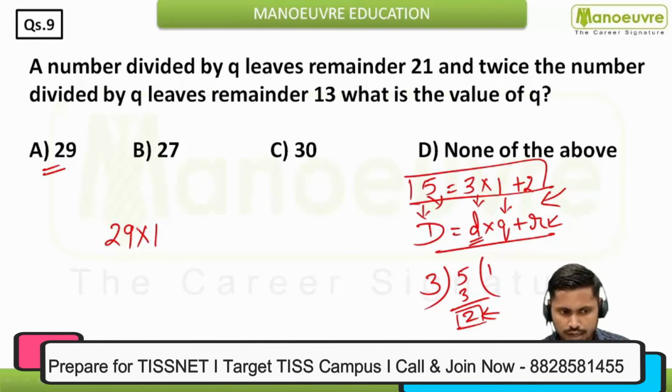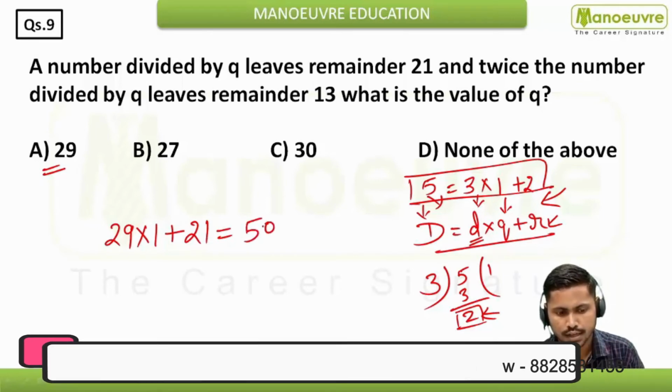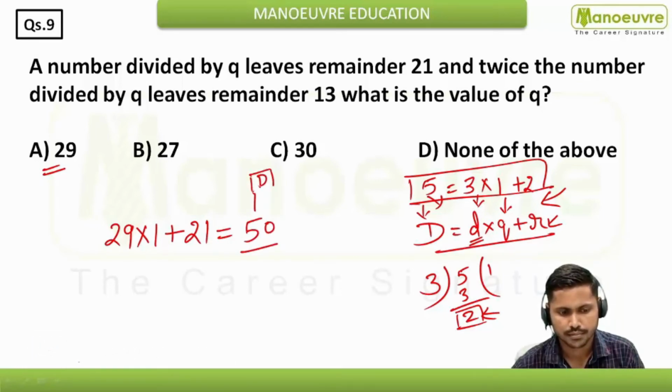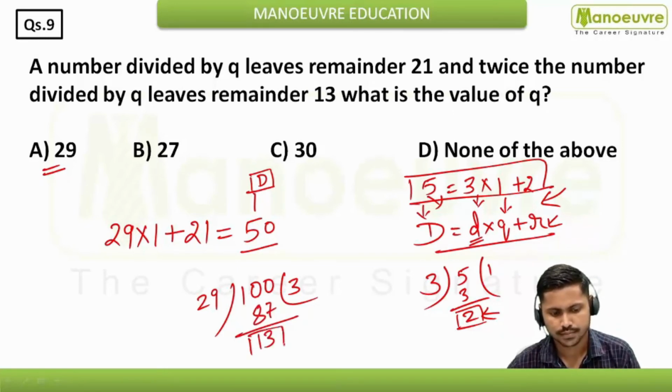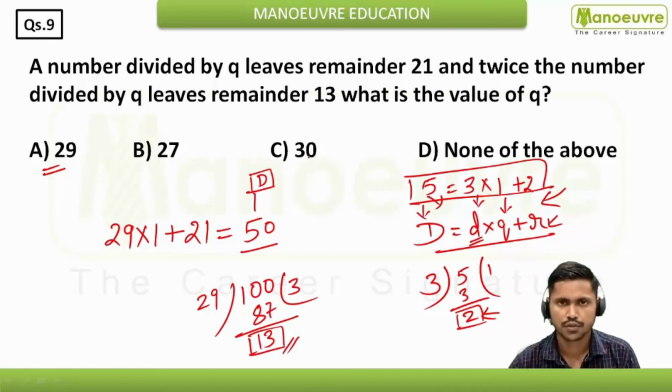So 29 into 1 plus the remainder, that is 21. So what you will get? You will get 50, which is nothing but your dividend. Now if you do twice of this 50, you will get 100. And now just divide this 100 by 29. Are you getting your remainder as 13? If you get your remainder as 13, that would be your answer. See, 29 threes are 87, you will get your remainder as 13. So this will be your answer. If you check with 30, you will not get 13 as your second remainder.